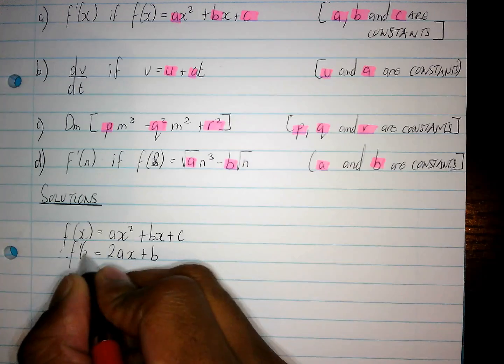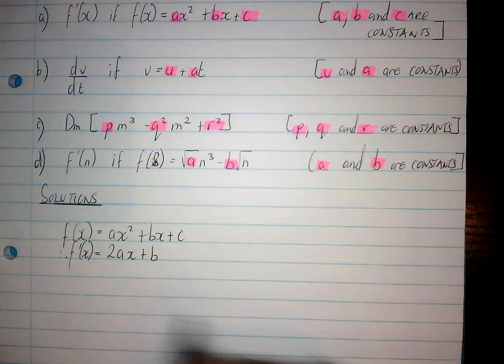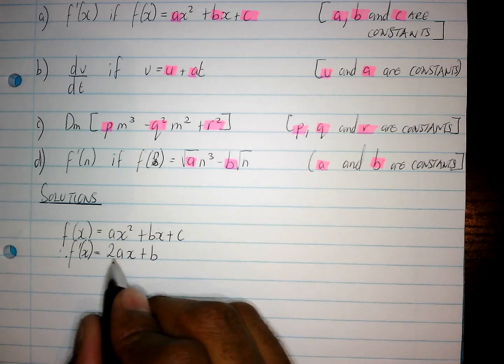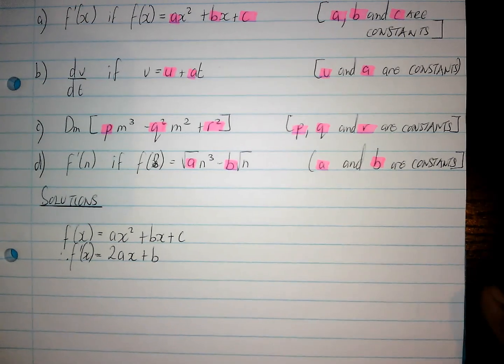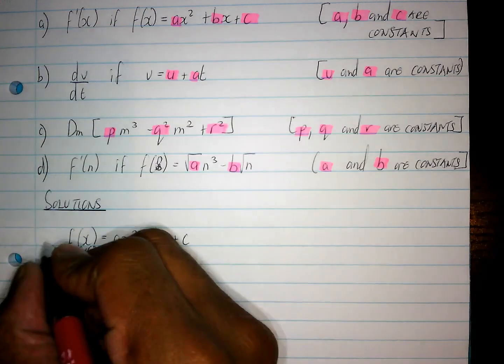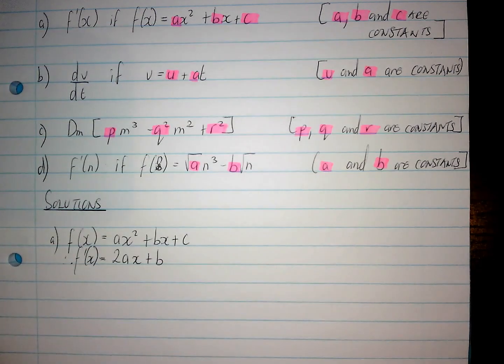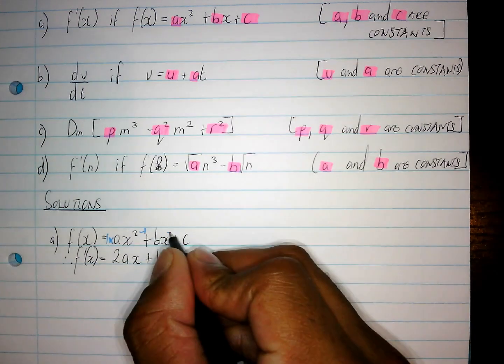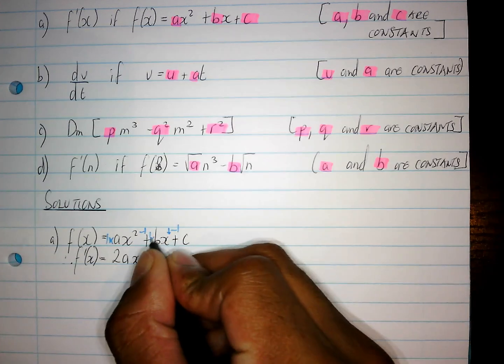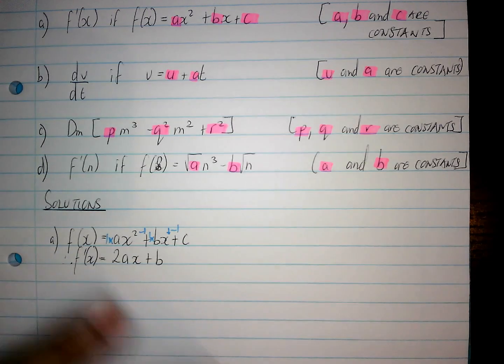Then your final answer is this one. The derivative of F with respect to X is going to be 2AX plus B. So this is A, this is minus 1, this is times 1; it's 1 minus 1 and 1 times 1, right?